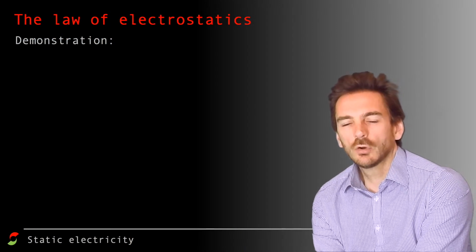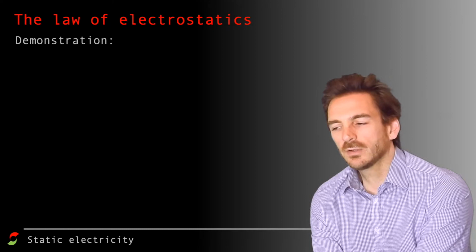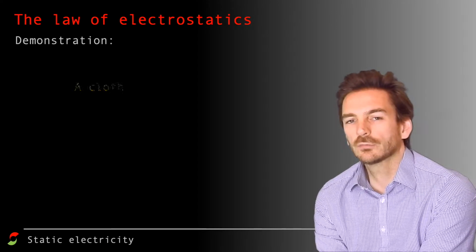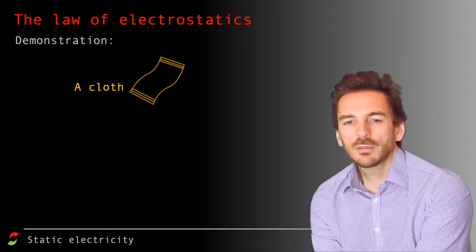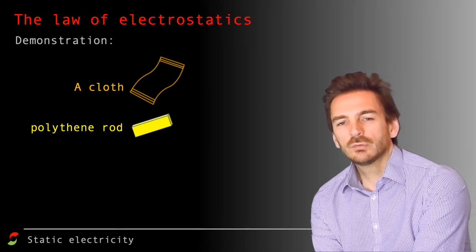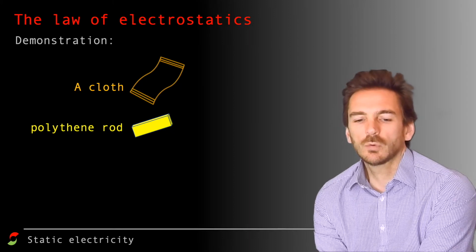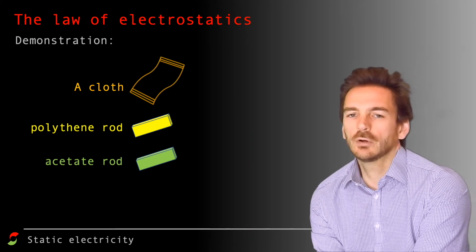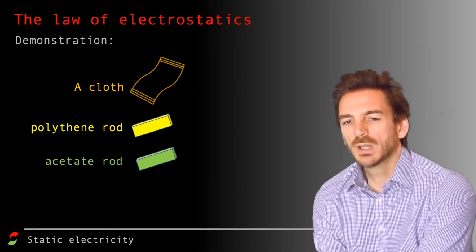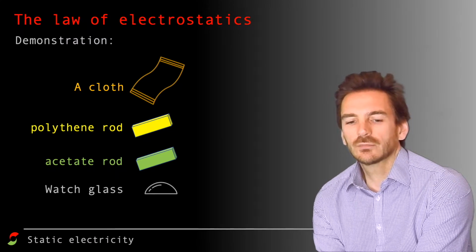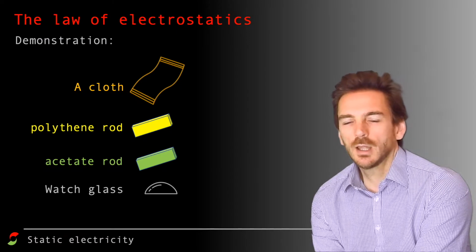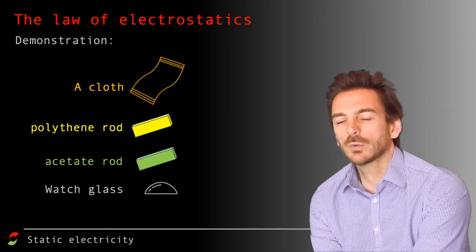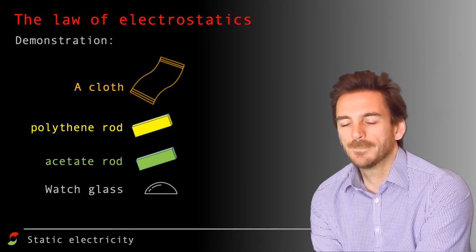So let's look at the law of electrostatics, and we do this by a demonstration that you may or may not have seen in the labs. We're going to just look at the equipment that's required. We're going to need a cloth, and two different types of plastics. One is a polythene rod, and usually the other is an acetate rod, which we've got here in yellow and green. You're also going to need a watch glass, which is a bit like a very small glass bowl, but upturned. We're going to rest the rods on there.